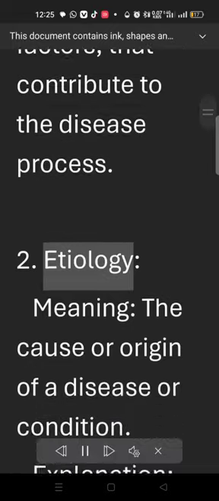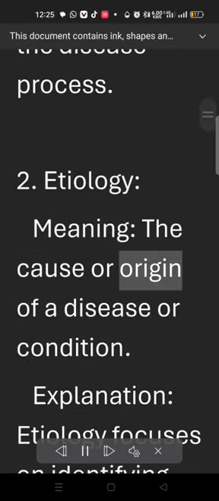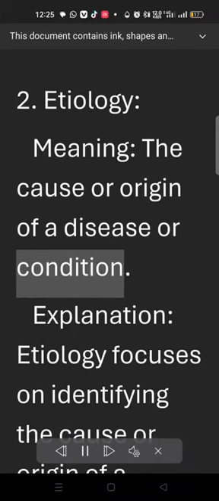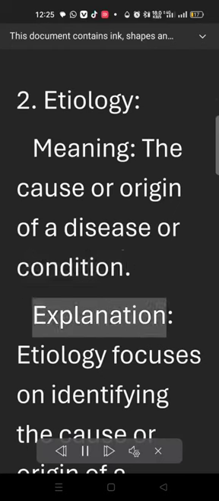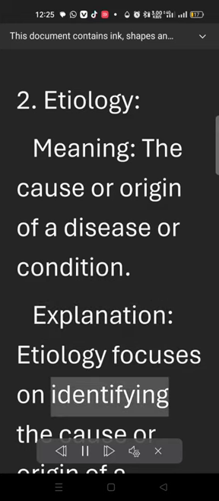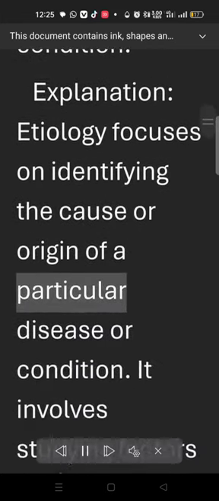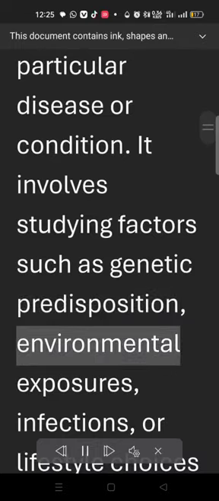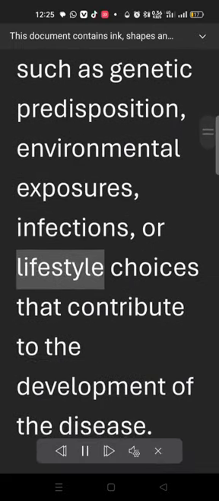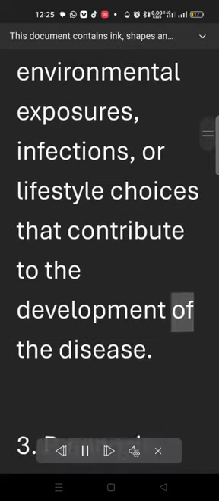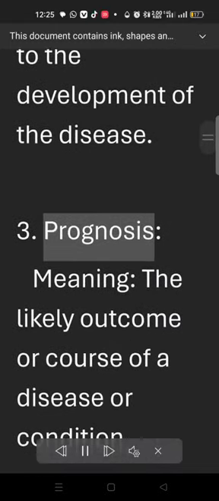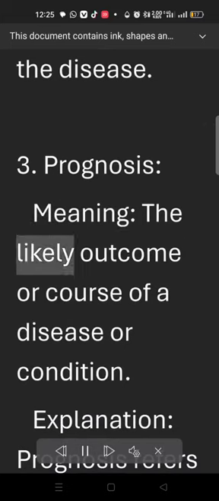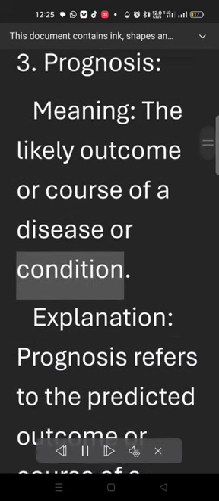2. Etiology. Meaning: the cause or origin of a disease or condition. Explanation: etiology focuses on identifying the cause or origin of a particular disease or condition. It involves studying factors such as genetic predisposition, environmental exposures, infections, or lifestyle choices that contribute to the development of the disease. 3. Prognosis. Meaning: the likely outcome or course of a disease or condition.